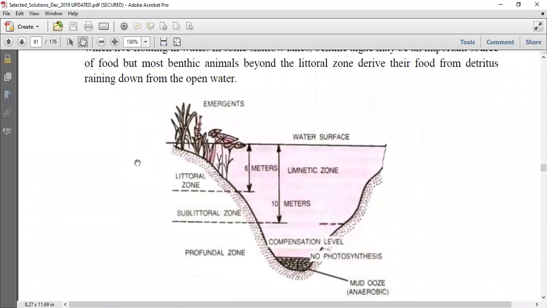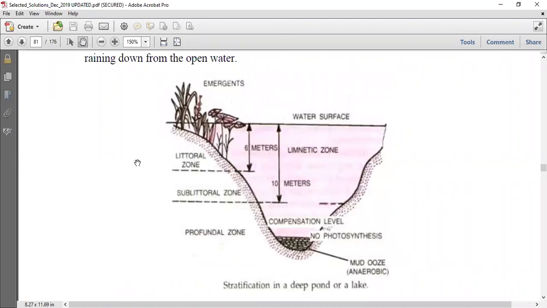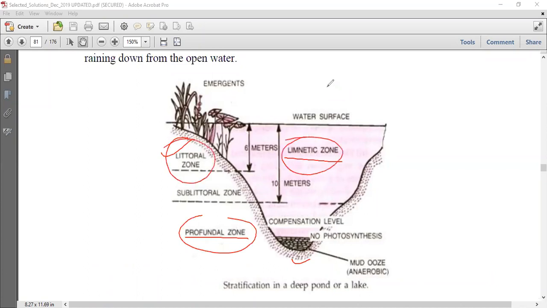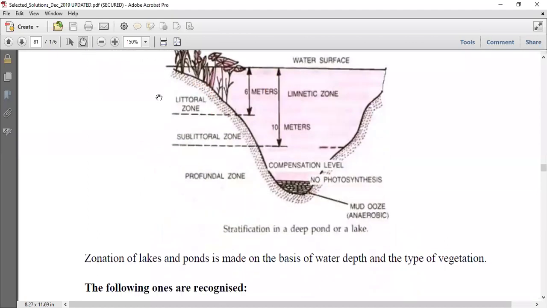So from top to bottom, the first one is littoral, then limnetic, then profundal, and last it is the benthic zone. So starting from here, 1, 2, 3, and in the last it is 4, the benthic zone or benthos, right? That can be taken as the correct answer starting from the top, and all the zones have been decided on this basis also.